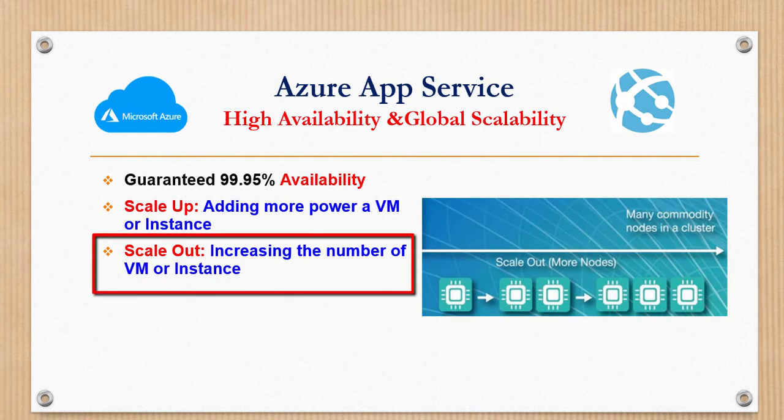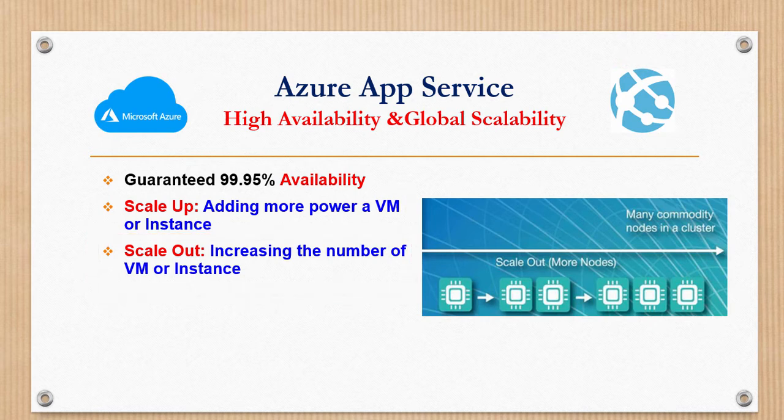Scale out is about increasing the number of virtual machines. Scale up was adding more power to a particular virtual machine. But in the scale out, we are increasing the number of virtual machines. In the scale up, there was one virtual machine and we are adding more power by upgrading the pricing tier, where we will be adding more CPU, more storage and more memory. But here we will be increasing the number of virtual machines.